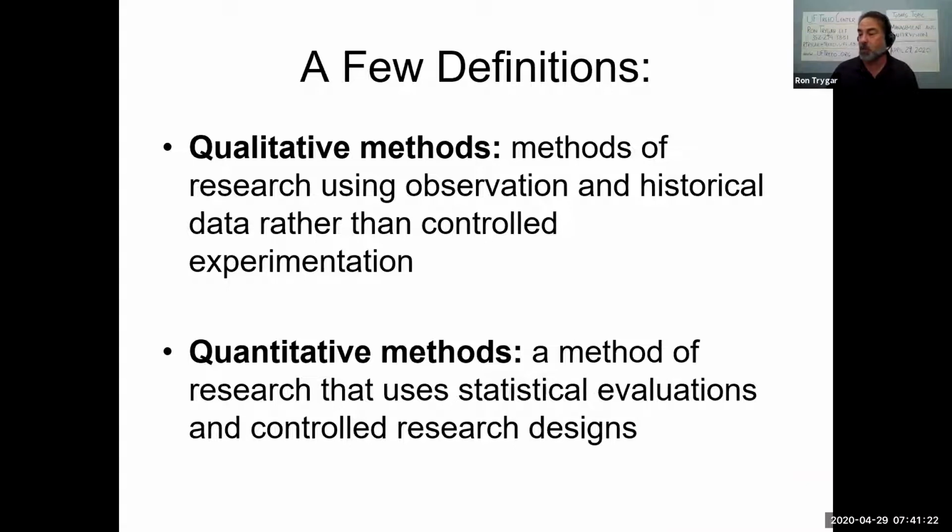The first thing I want to mention is qualitative methods. These methods of research, again this is about research, use observations and historical data rather than a controlled experiment to prove that the theories are correct. The quantitative methods are a method of research that uses statistical evaluations and controlled research designs, otherwise known as research experiments. So quantitative is a little bit more about evaluating what's happening now and using some controlled research experimentation. So we have two different types of definitions there.